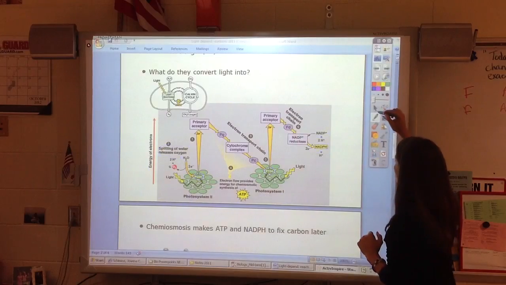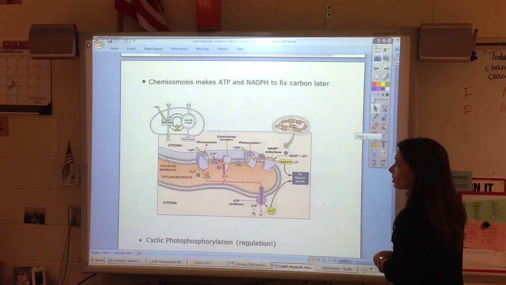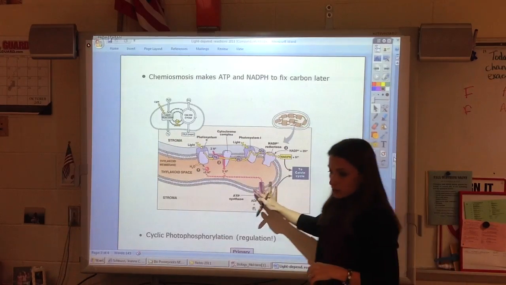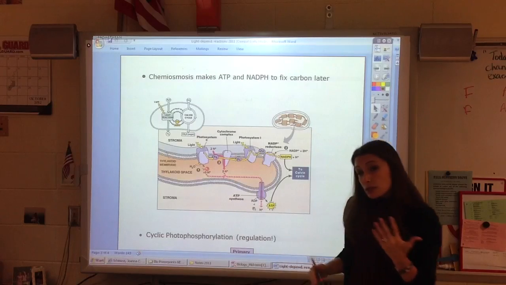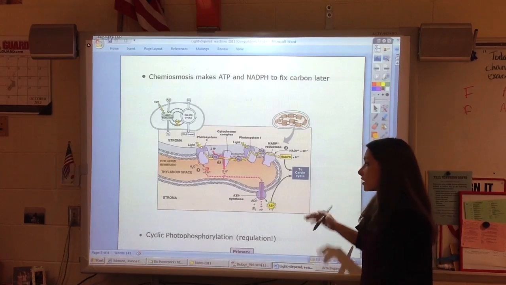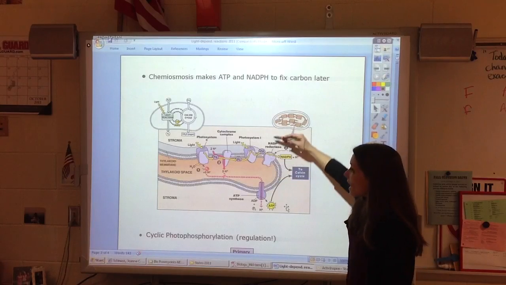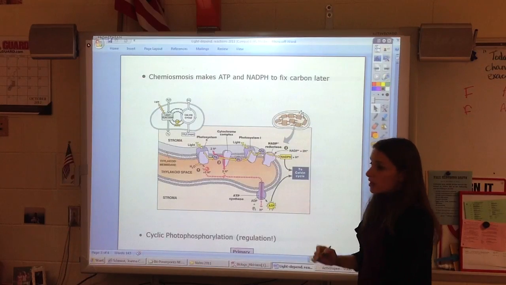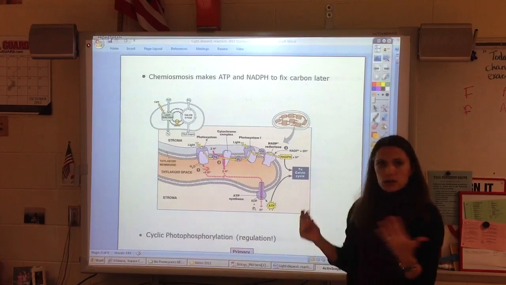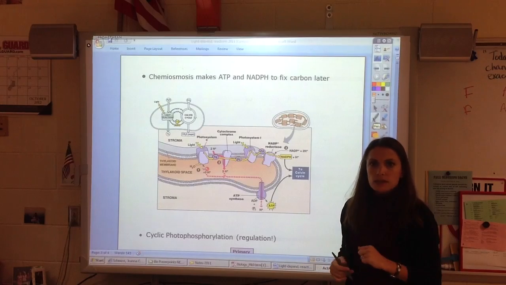So a slightly different view of this reaction is happening here. It's a little bit more set up like we're used to seeing in the mitochondria, keeping in mind, this time we're in the chloroplast. These are the stacks of thylakoid membranes, and we see a different diagram that has the basic same idea.